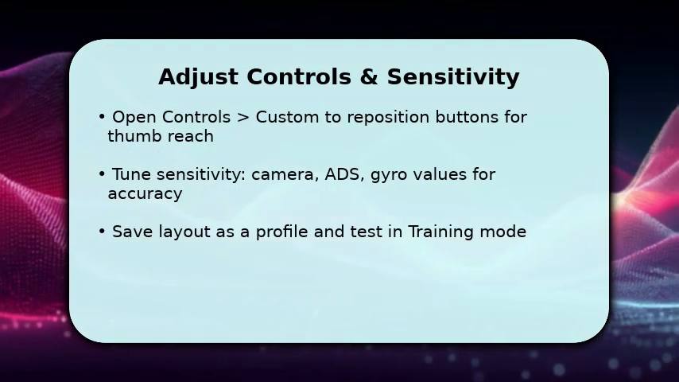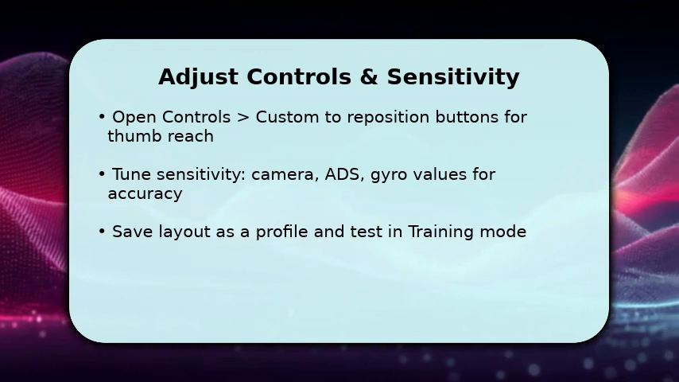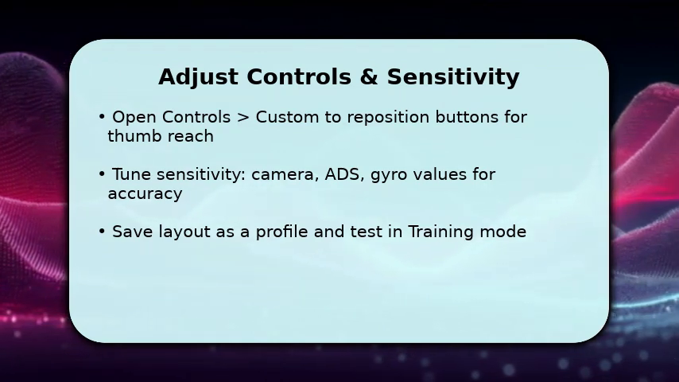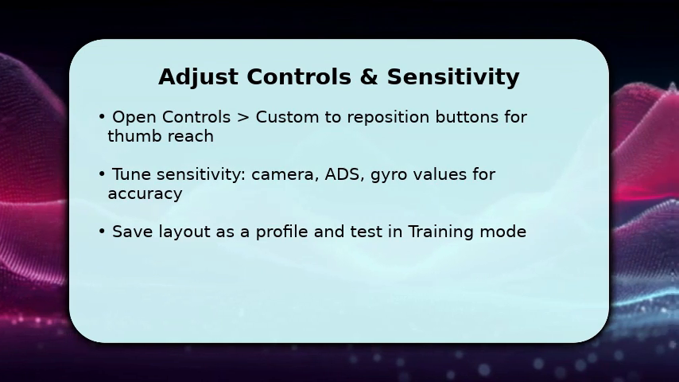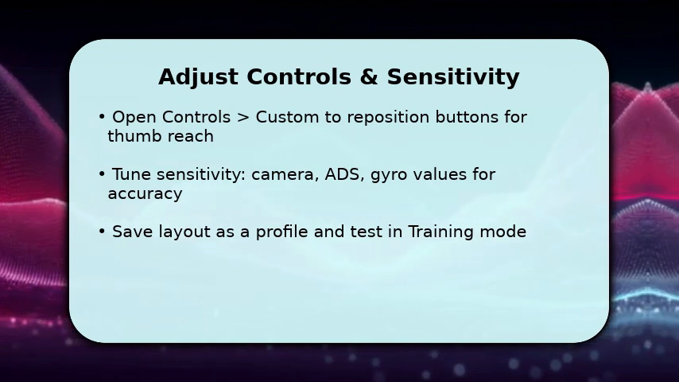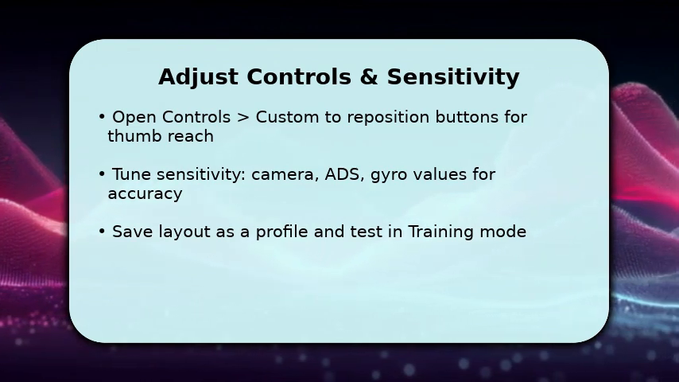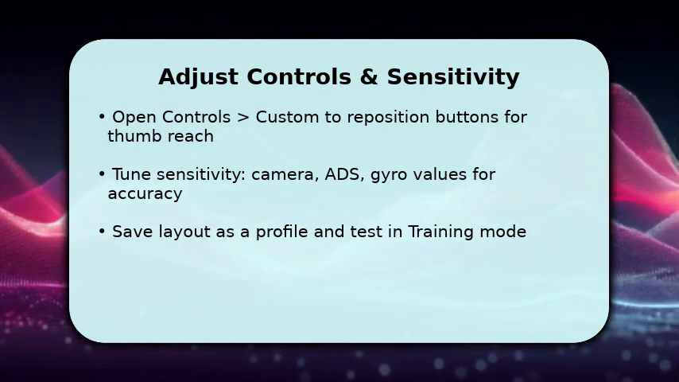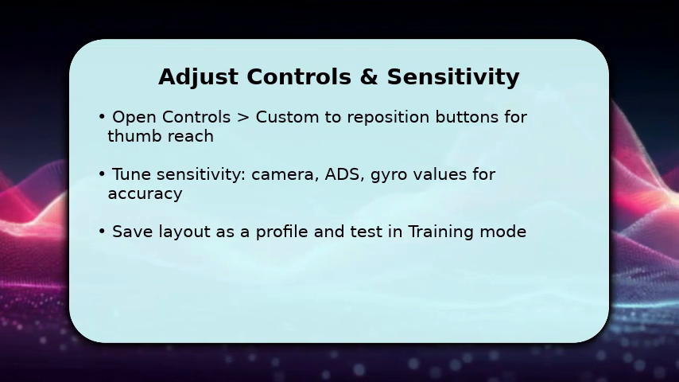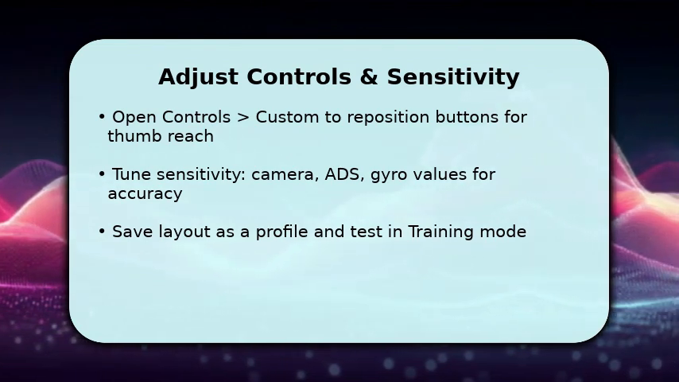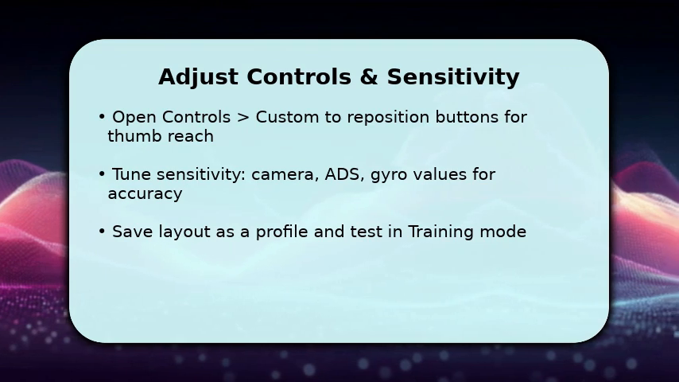Now you customize controls and sensitivity to match the iPad view. Open Controls, choose Custom, and drag primary buttons toward comfortable thumb zones. The larger screen needs adjusted spacing to avoid accidental taps. Next, tweak camera, ADS, and gyro sensitivity incrementally. Small changes improve aim and recoil control.